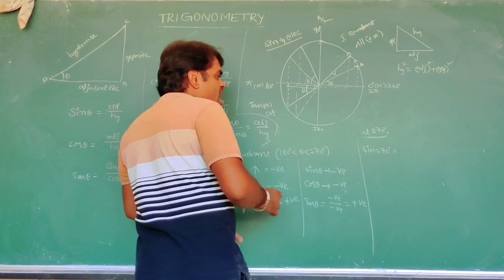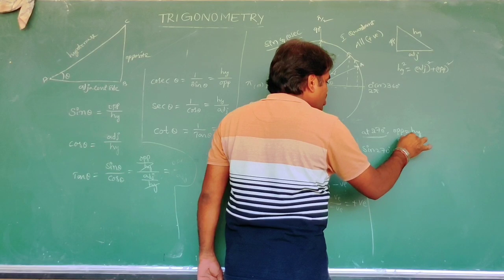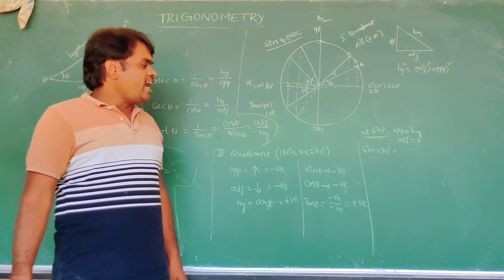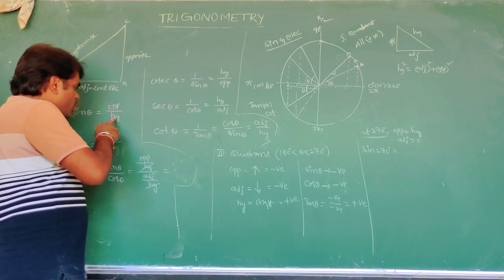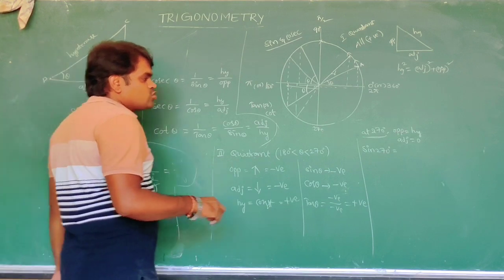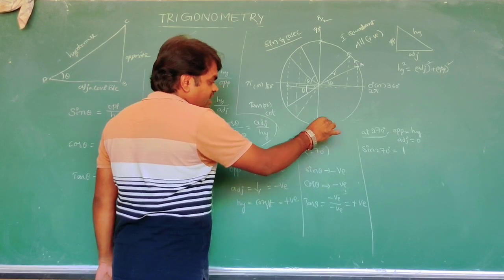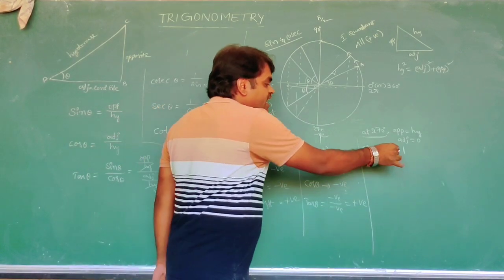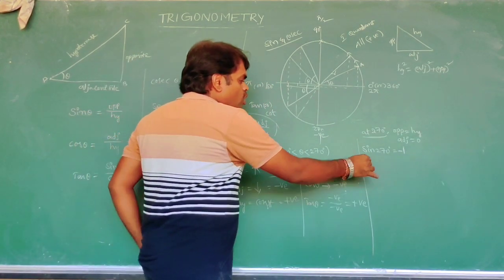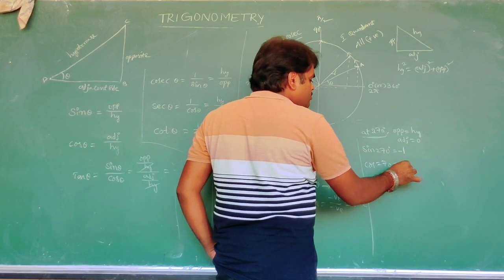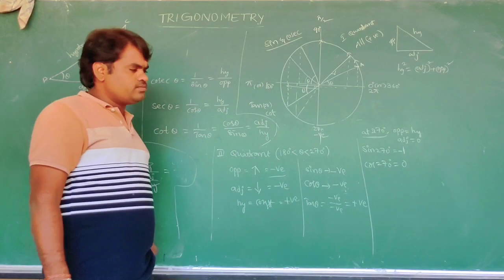At 270 degrees, the opposite side is equal to the hypotenuse, and the adjacent side is equal to 0. So sin 270: the opposite side and the hypotenuse cancel, that is 1. But 270 is on the negative y-axis, that's why the opposite side is negative. Minus 1. Now, cos 270. What is that? 0. That's why the cos 270 value is 0.